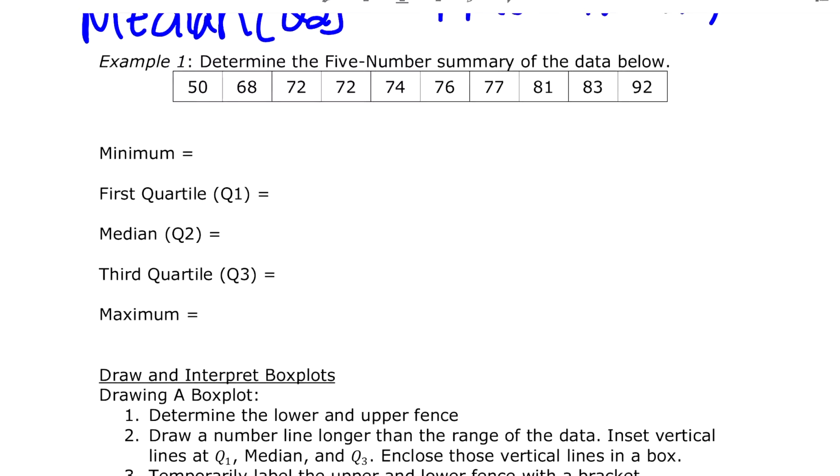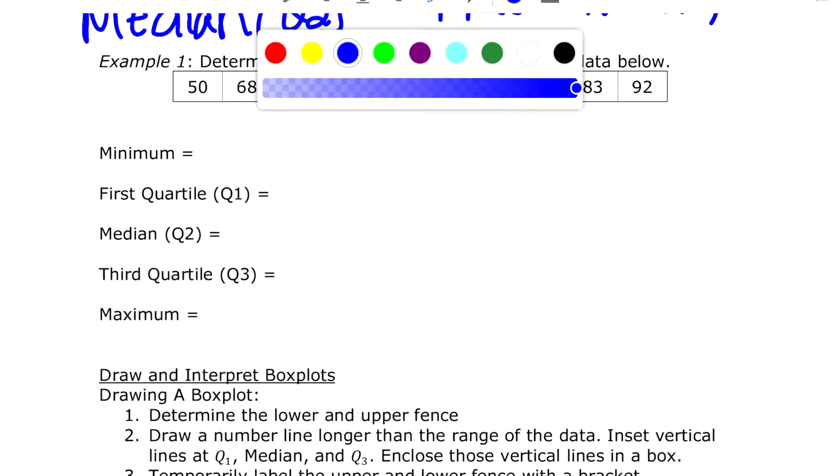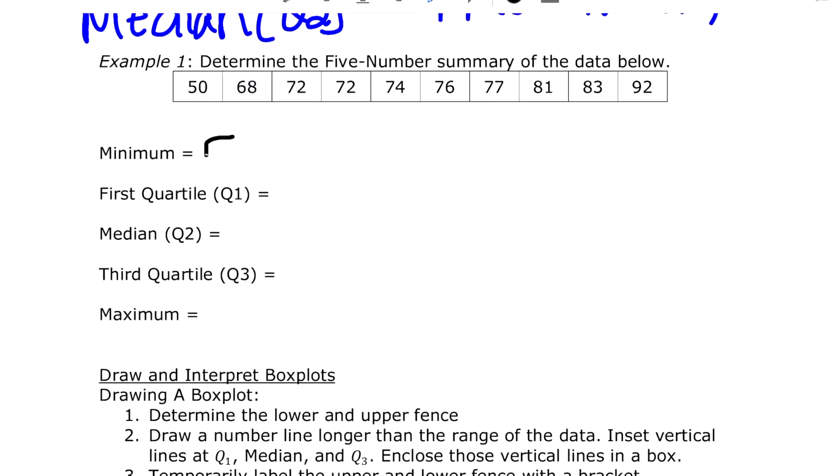First thing we need to find is the minimum, or the smallest number. Now I was nice again, and these are already in order for you, so we can see quickly that our minimum is 50. And I'm going to go ahead and do the maximum as well, because that one's quick and easy to find. So the maximum is 92.